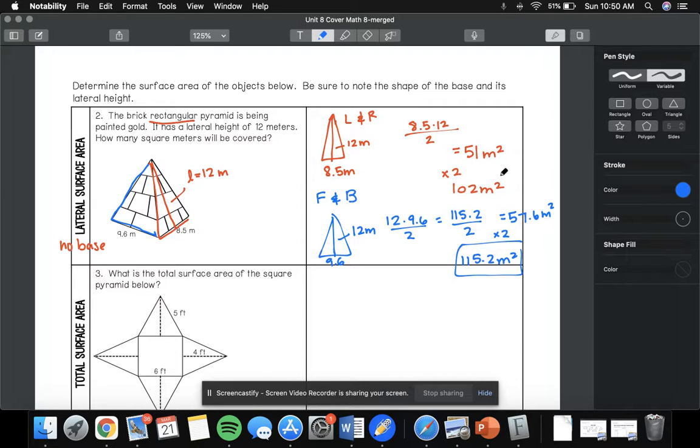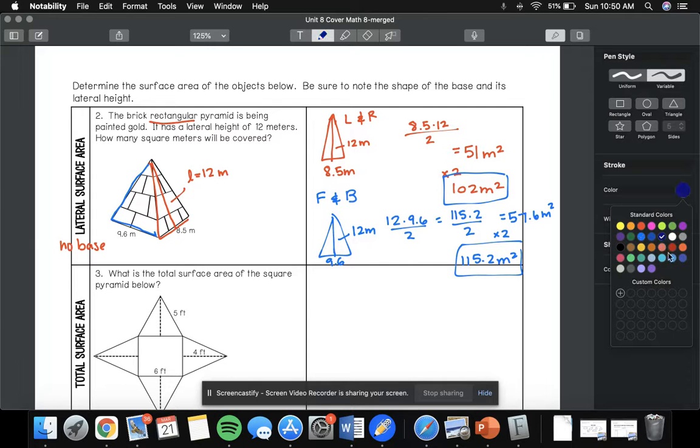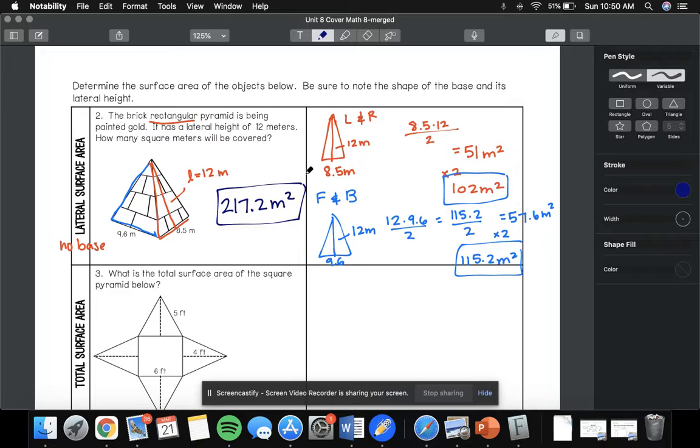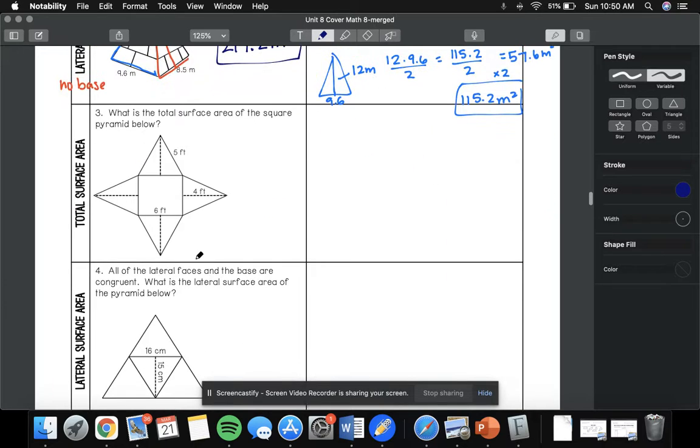If you guys are seeing a shortcut, like if we have a triangle, we cut it in half and then we double it, you just have to make sure that you do have two sides to use that shortcut. And then we will add those two together, 102 for the left and right side, and then 115.2 for the front and back, and we get 217.2 square meters.